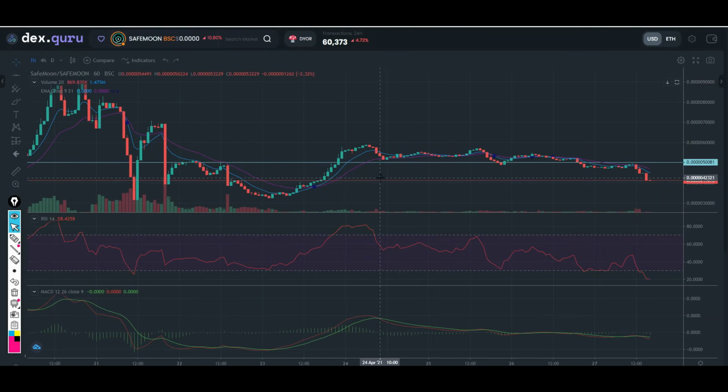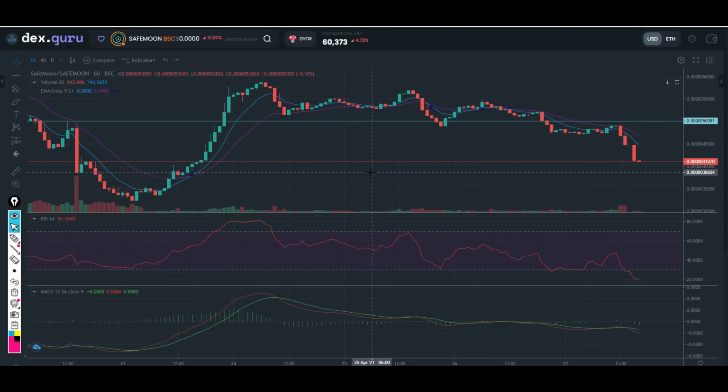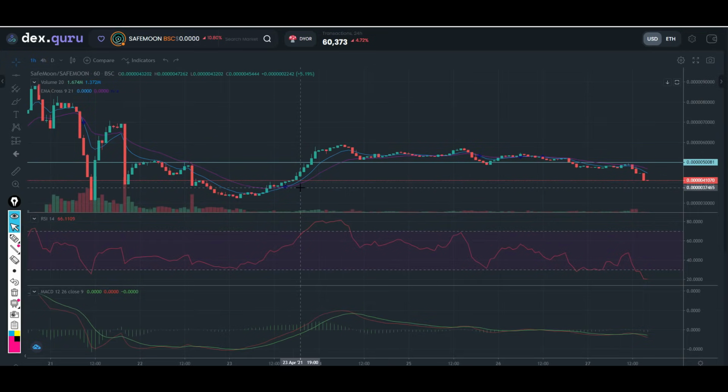Alright, so jumping into the technicals of Safemoon, we can see a few things right off the bat. We've been insanely accurate in predicting Safemoon's price movement. A lot of people were saying, oh yeah, Safemoon's gonna explode, all of that, but I've been telling it to you guys how I see it.